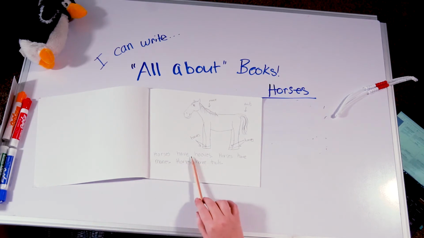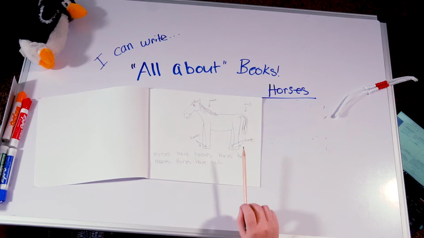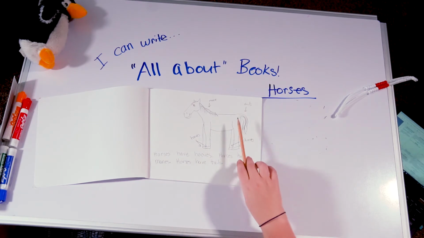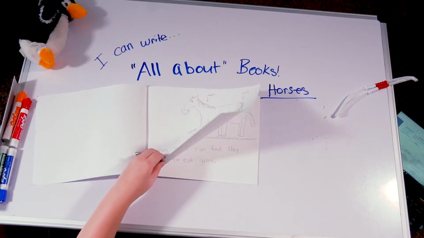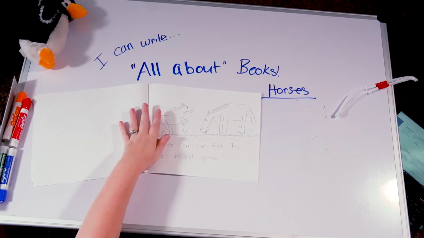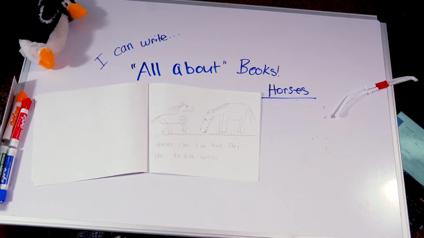So on my first page, I have a really good diagram. I'm very proud of this diagram that I made. I bet you're proud of your diagrams as well. I did some good labels. My sentences go along with it. I think my first page is pretty good. Let's take a look here. Horses can run fast. They like to eat grass. Ooh, you know what I didn't put on this page that I could add?